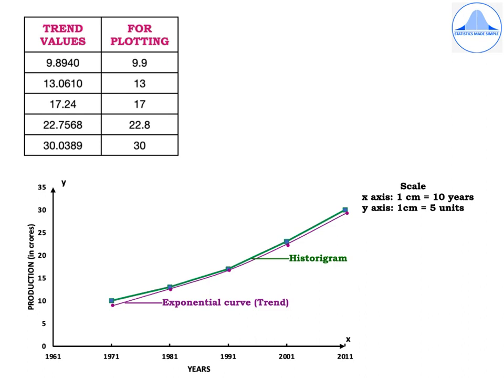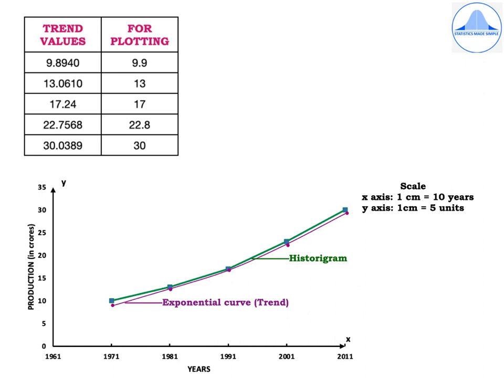Next, to plot the trend values, corresponding to 1971, mark 9.9. For 1981, mark 13. For 1991, mark 17. For 2001, mark 22.8, and for 2011, mark 30.